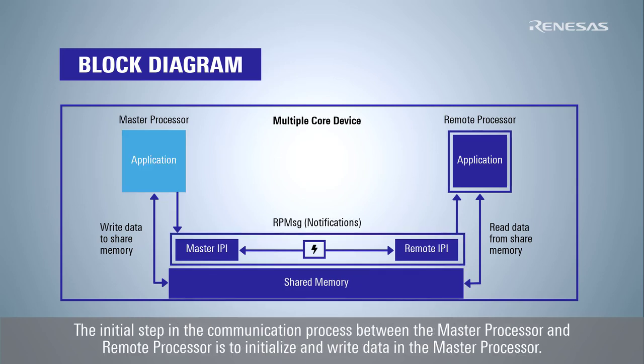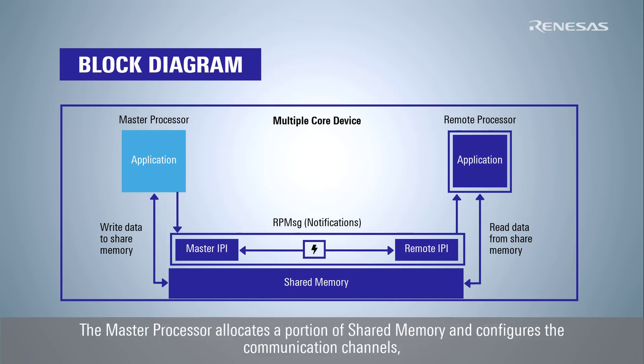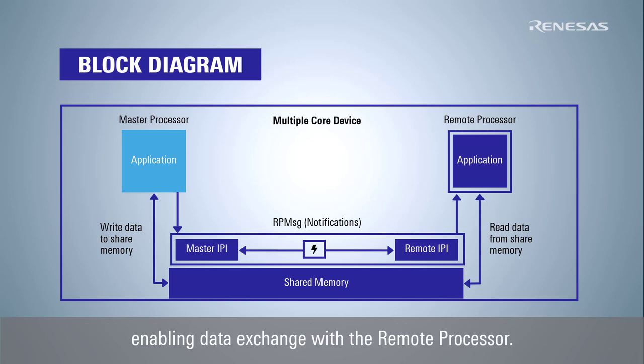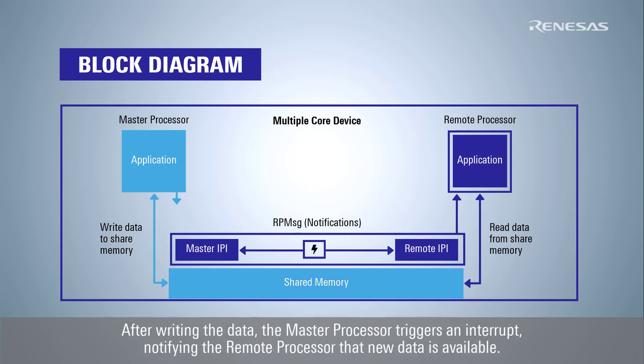The initial step in the communication process between the master processor and remote processor is to initialize and write data in the master processor. During initialization, the shared memory and communication infrastructure are set up. The master processor allocates a portion of shared memory and configures the communication channels, enabling data exchange with the remote processor. Once the initialization is complete, the master processor writes data to the designated area in the shared memory. After writing the data, the master processor triggers an interrupt, notifying the remote processor that new data is available.